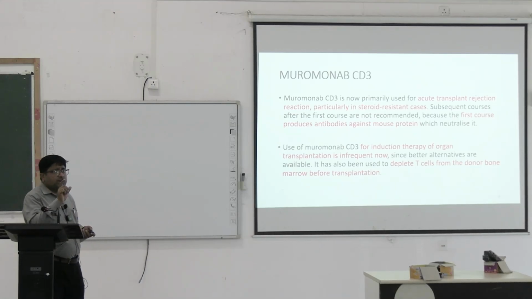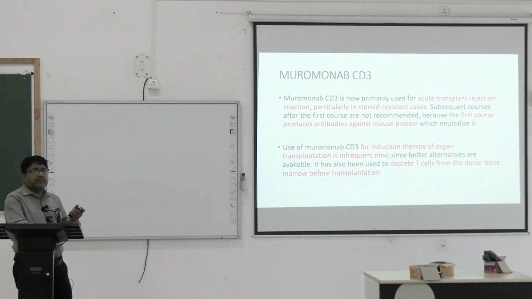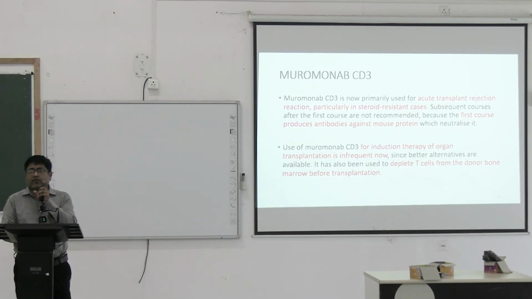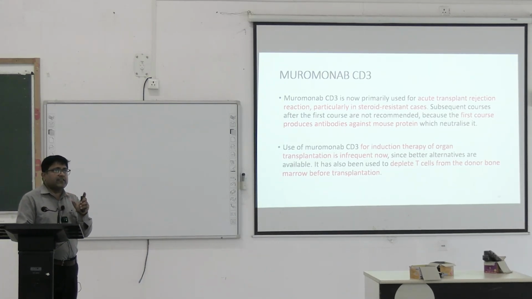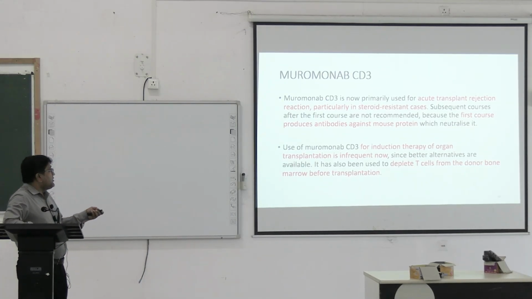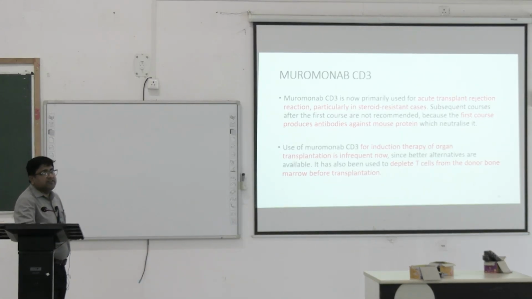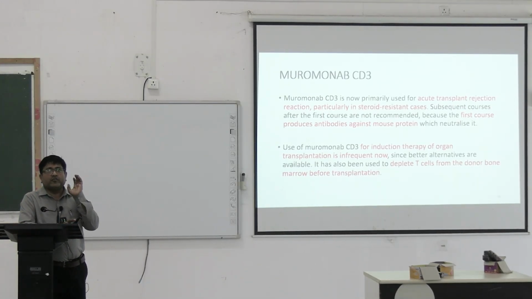They are particularly useful for acute transplant rejection. Transplant rejection can be accelerated, acute, or chronic. Accelerated is seen in the first week of transplantation, acute is seen in 2 to 12 weeks of transplantation, and chronic rejection is seen after 12 weeks. So, it is primarily used for acute transplant rejection, particularly in steroid resistant cases. In acute transplant rejection, the drug of choice is corticosteroids.